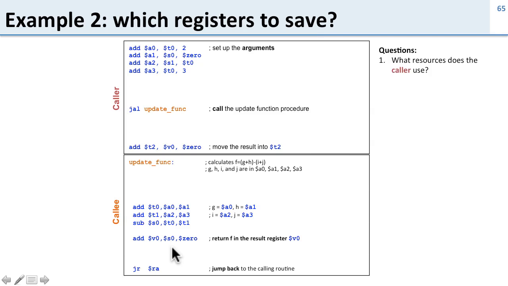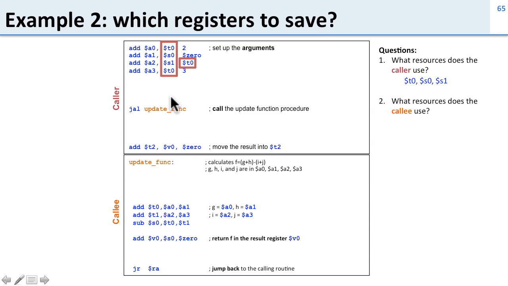So, what resources does the caller use? Well, if we take a look here, we can see the caller is using these registers up here. It's using T0, S0, and S1. It's using these values to store them in the arguments that it's going to have for calling the function. So T0, S0, and S1 is what the caller uses.